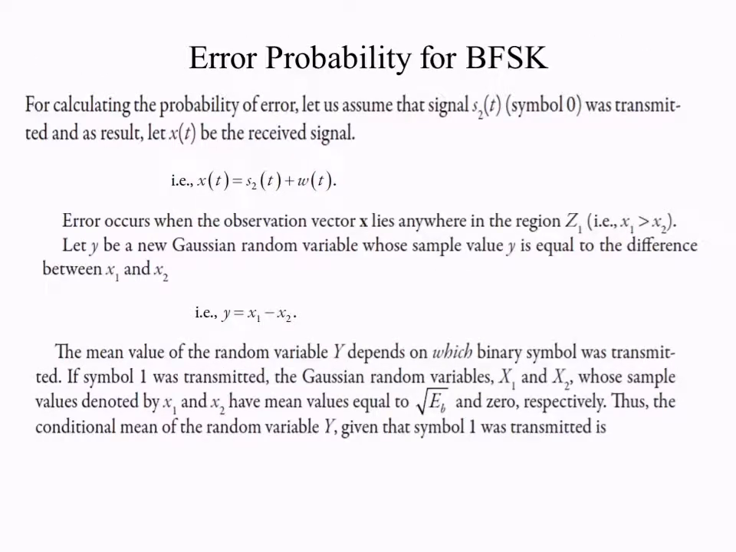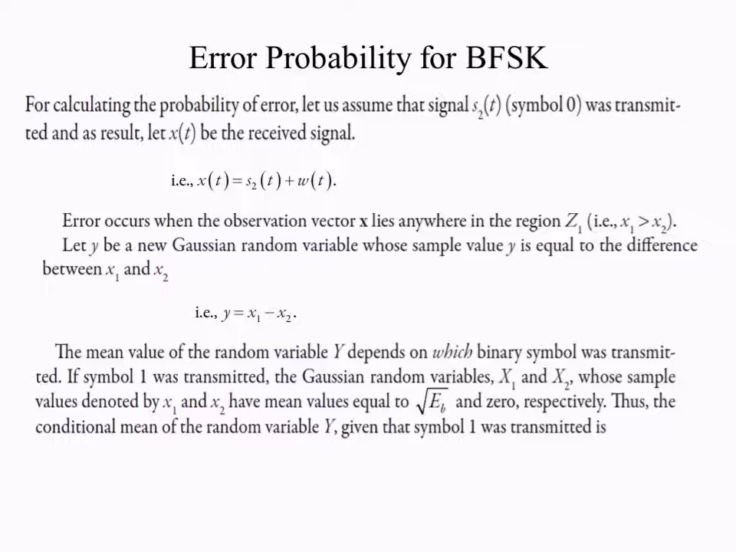Now we are going to calculate the error probability for BFSK. For calculating this, first we need to assume that signal S2(t), or symbol 0, was transmitted. Let us assume signal S2(t) was transmitted, right? So what will be the received signal equation? Here x(t) becomes S2(t) plus W(t), where W(t) is your AWGN noise with 0 mean and power spectral density N0/2.